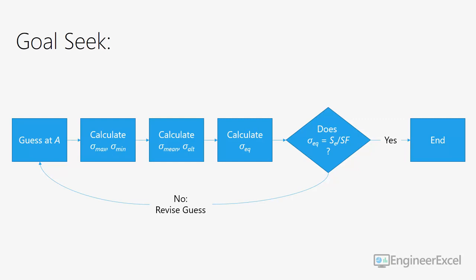Now all this happens automatically within Excel without us having to do all these iterations. The software just does it for us. And if it's not clear exactly how this works, just bear with me. As we go through this example, you're going to see exactly how it's done.